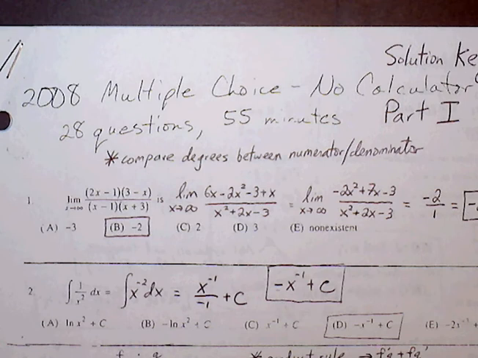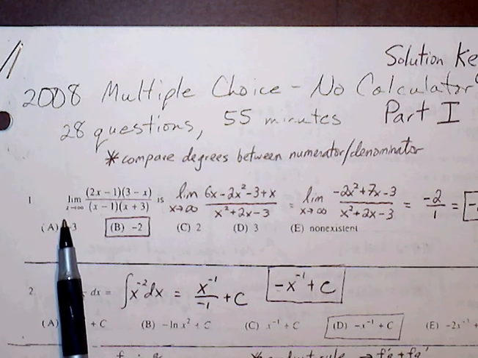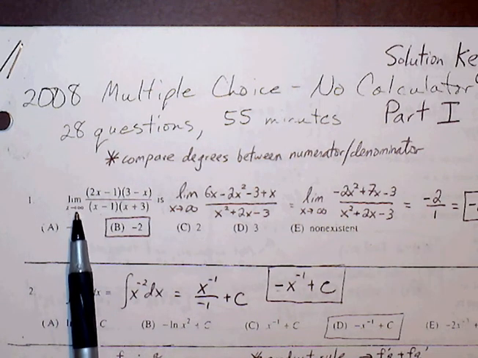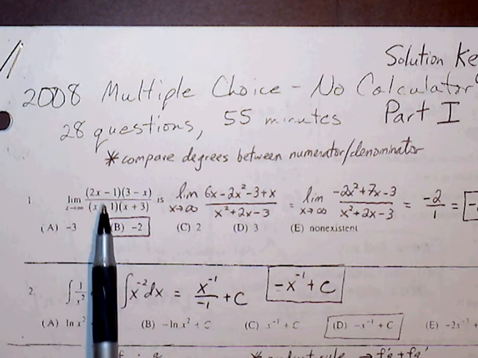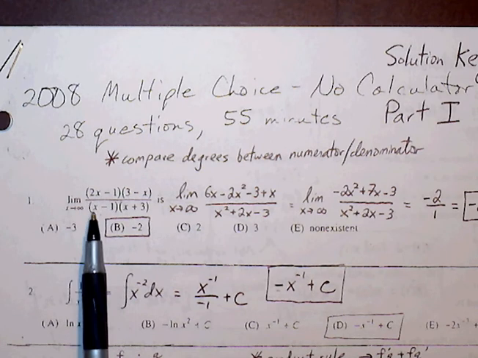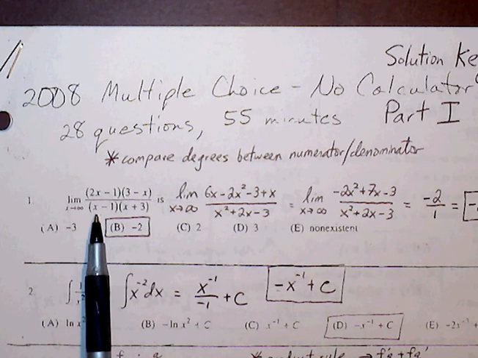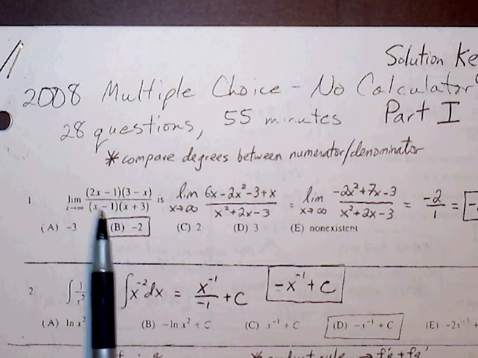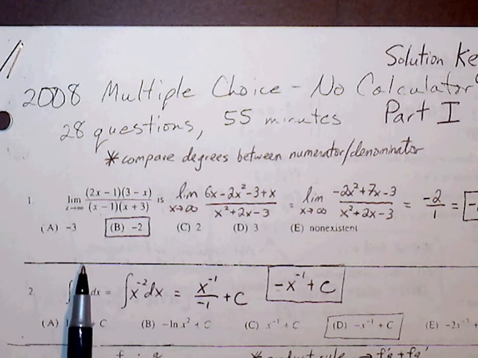So number 1, we have a limit of a function as x approaches infinity, and anytime x is approaching infinity, we can think of this as finding a horizontal asymptote, which means that we want to compare the degrees between the numerator and the denominator. If the degree in the denominator is higher, then we know the limit is going to go to 0. But if the degree is the same, then we simply look at the leading coefficients.